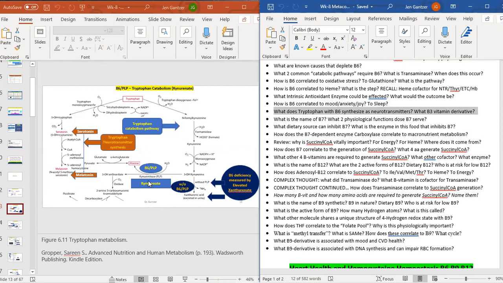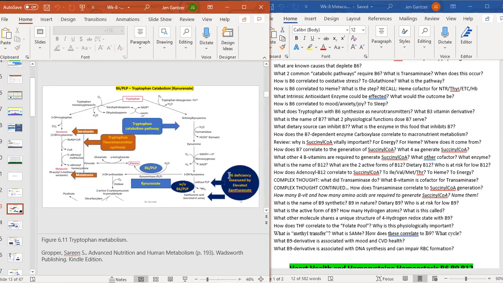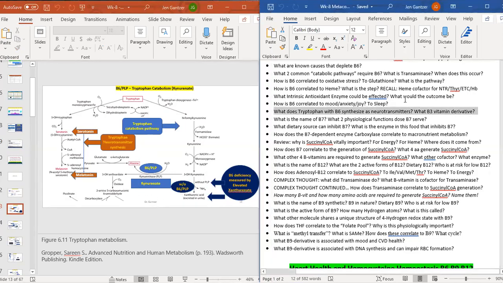Now, the alternative, the problem. So what happens if there's not enough B6? We can test it because what the body will generate when there is not enough B6 to generate kynurenine as it continues in its breakdown, we get this molecule right here, xanthurenate. So B6 deficiency will show up as this molecule, xanthurenate. And when we have plenty of B6, when we break down tryptophan, we will get kynurenine, and that tells us we have an efficient amount of B6.